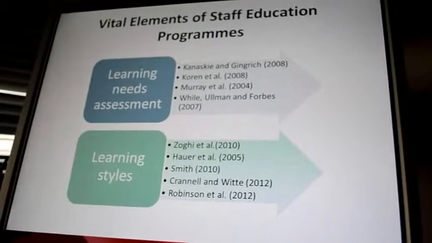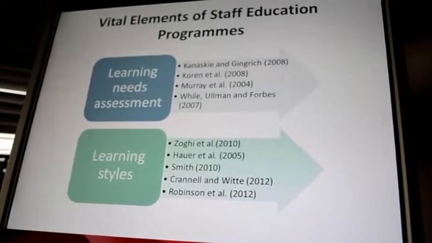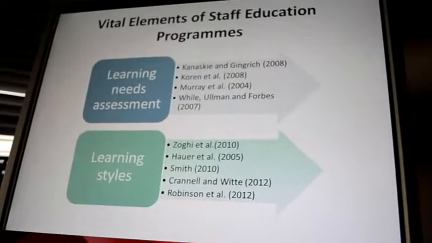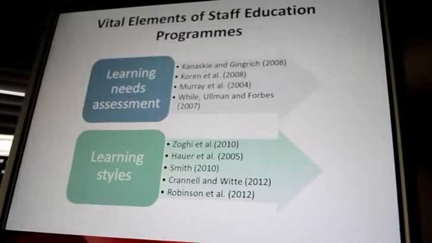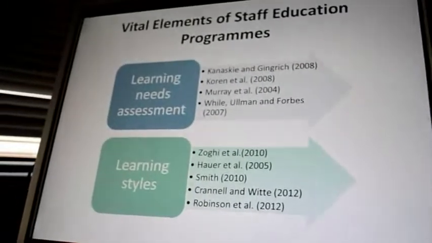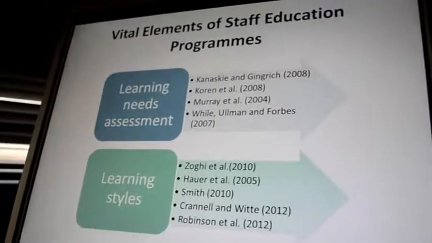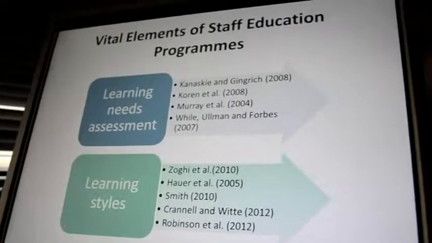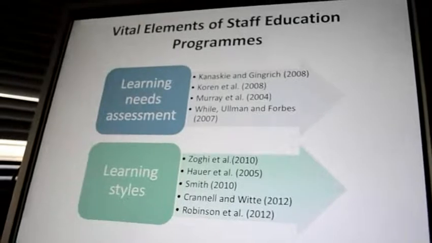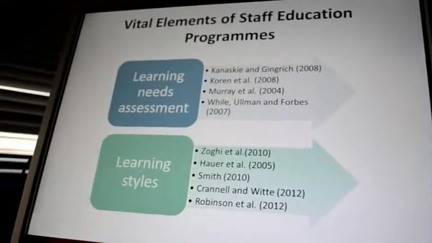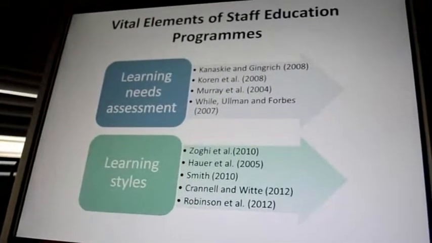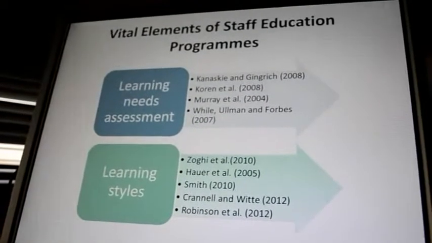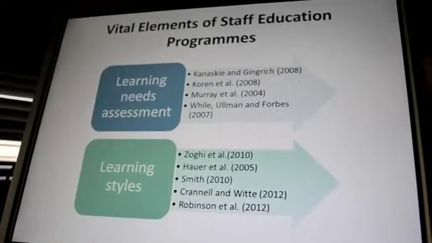Overall, the study suggested the development of a learning needs assessment scale that is appropriate to particular specialist disciplines in nursing education. So, learning styles: the 3 studies, Zauji, Hauer and Smith, use various versions of Kolb's learning style inventory to evaluate the learning preference of nursing students and professional nurses. Zauji et al. found that most respondents preferred the converger learning style, whereas diverger and accommodator learning styles were the least preferred.